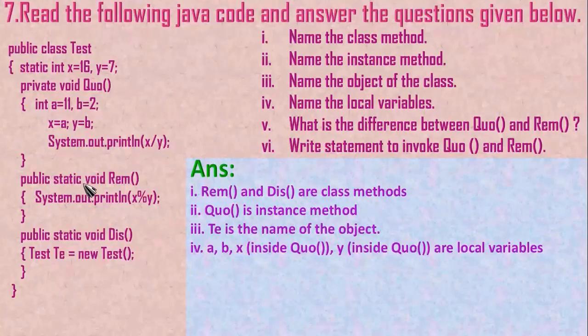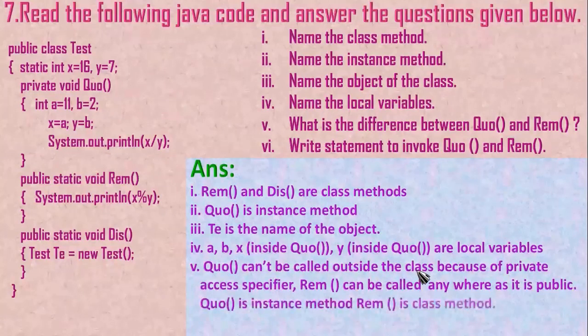Next, what is the difference between these two methods? Here this is a static method, that is a class method. Here this is not a class method. And then here you can see here it is private and here it is public. So this cannot be called outside the class. This can be called anywhere in the program or package. So QUO can't be called outside the class because of private access specifier. REM of can be called anywhere as it is public. And then QUO is an instance method. REM of is class method.